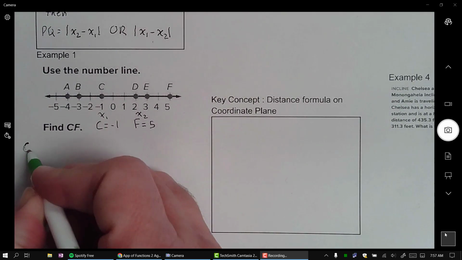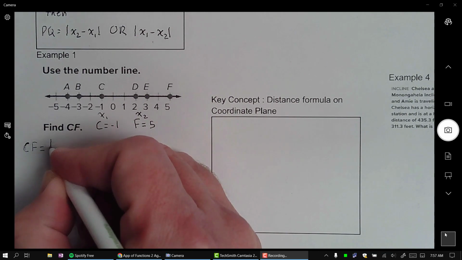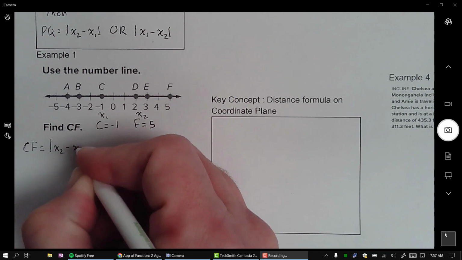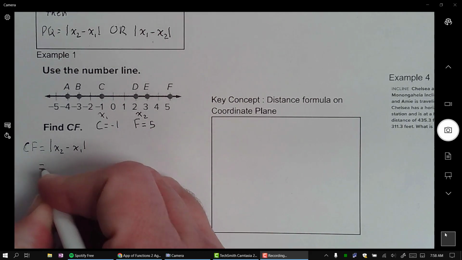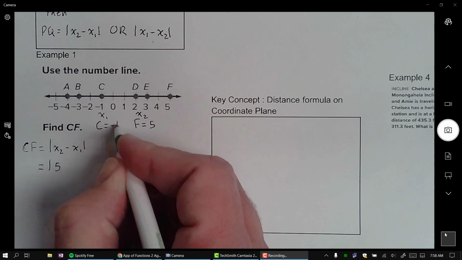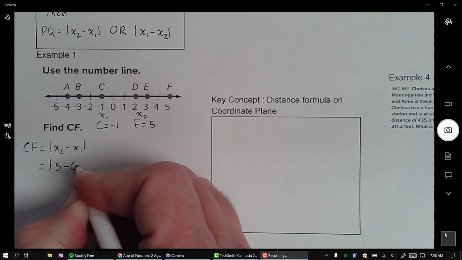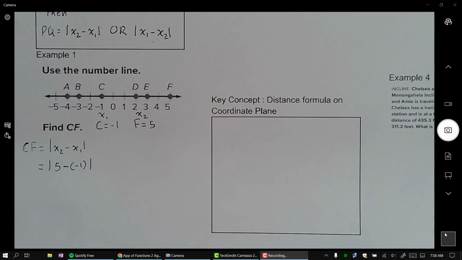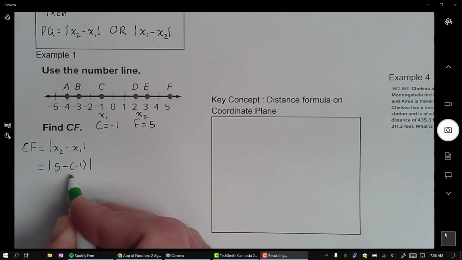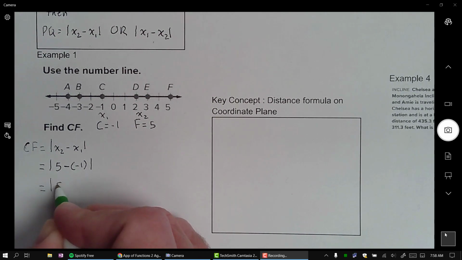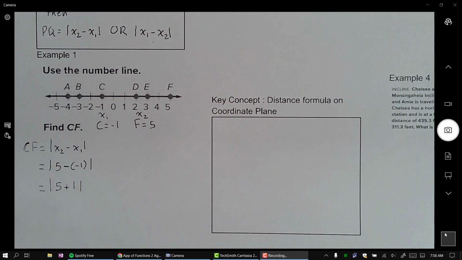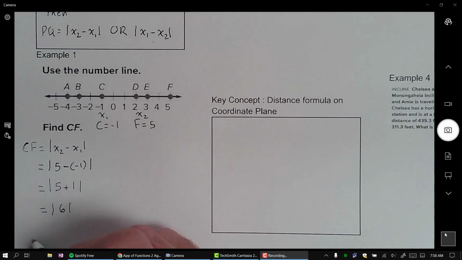So CF equals the absolute value of x2 minus x1. Well, x2 is 5. So this is going to be the absolute value of 5 minus -1. When I have a minus minus, that is really a plus. So this is going to give me the absolute value of 5 plus 1. 5 plus 1 is 6. And the distance 6 is from 0 is 6 spaces. So the distance of CF is 6.